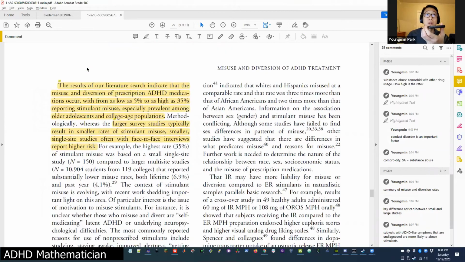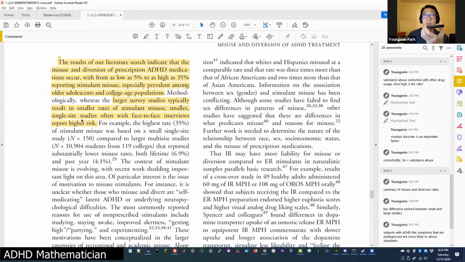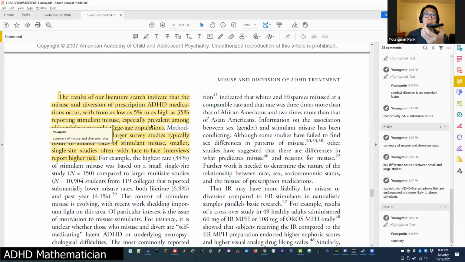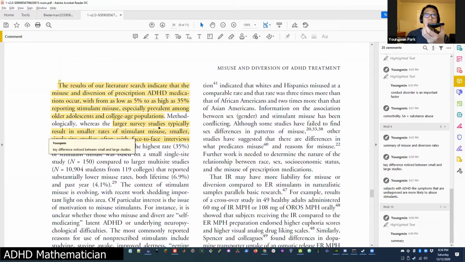Okay, the results of our literature, so this is now I'll just skim through the discussion here. The results of our literature search indicate that the misuse and diversion of prescription ADHD medications occur from as low as 5% to as high as 35%. And this is especially prevalent among older adolescents and college-age populations. Larger survey studies typically result in smaller rates of stimulant misuse. Smaller single site studies, often with face-to-face interviews, report higher risk.